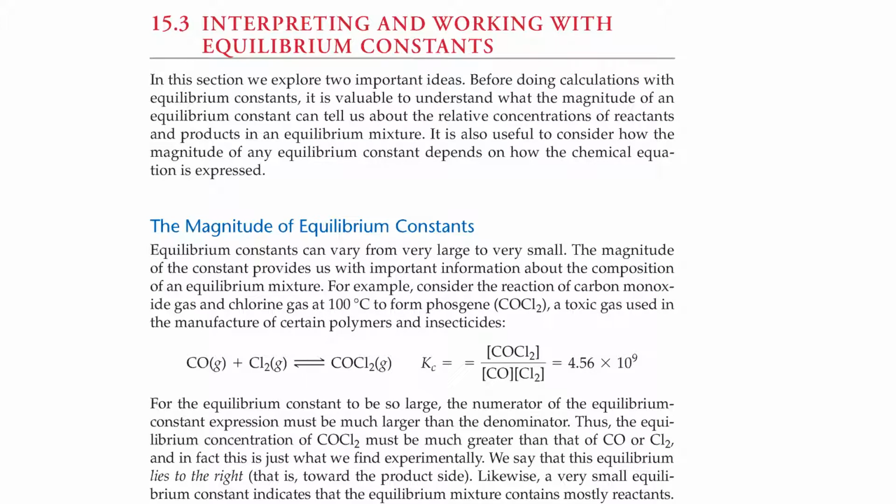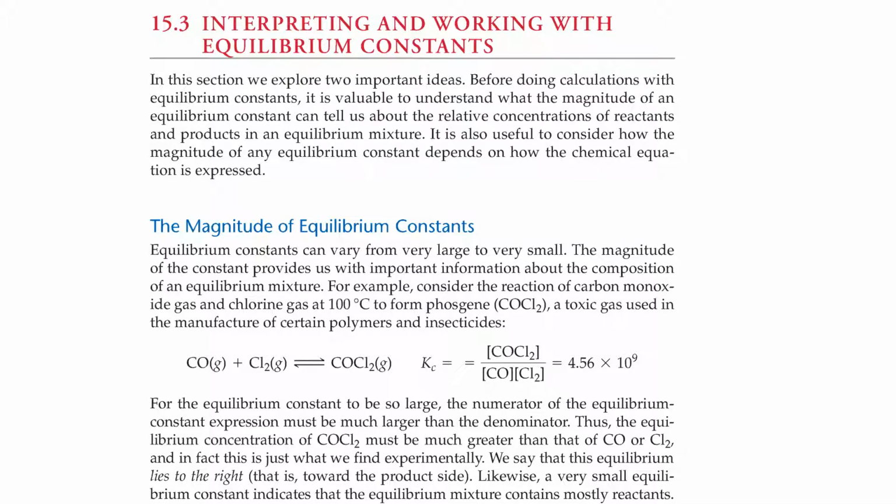Carbon monoxide gas plus chlorine gas yields phosgene. The concentration constant is the concentration of the phosgene divided by the concentration of the carbon monoxide times the concentration of the chlorine gas, which equals 4.56 times 10 to the 9. For the equilibrium constant to be so large, the numerator of the equilibrium constant expression must be much larger than the denominator. Thus, the equilibrium concentration of the phosgene must be much greater than that of the carbon monoxide or chlorine gas. And in fact, this is just what we find experimentally. We say that this equilibrium lies to the right, that is, towards the product side.